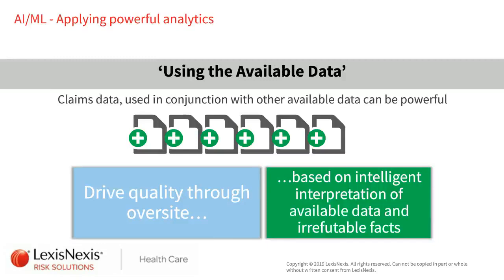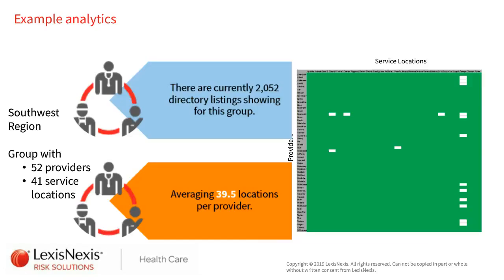And this is where the AI and machine learning comes in, is you use irrefutable facts and activity to really provide that oversight. I'm going to just show you a really quick visual of this because this can be really difficult for people to visualize. This is a real group. This is real analysis that we have done on this particular group. This is a group in the Southwest region with 52 providers and 41 service locations. Everywhere in this square box, you can see there's an intersection of a provider with their location. They're listed 2,052 times within the directory.